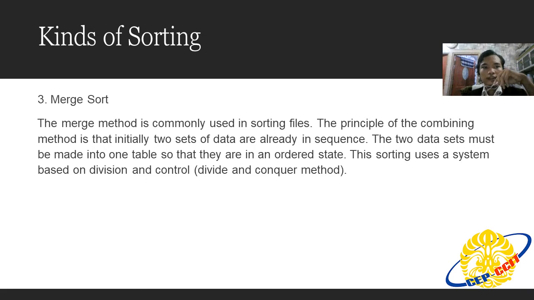Number 3, merge sort. The merge method is commonly used in sorting files. The principle of the combining method is that two sets of data that are already in sequence must be made into one table so that they are in an ordered state. This sorting uses a system based on divide and conquer.